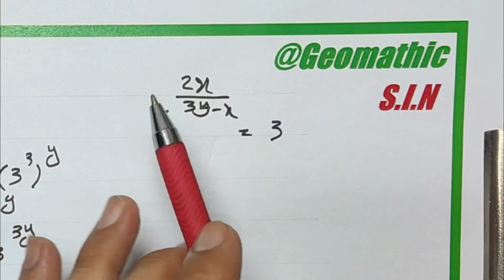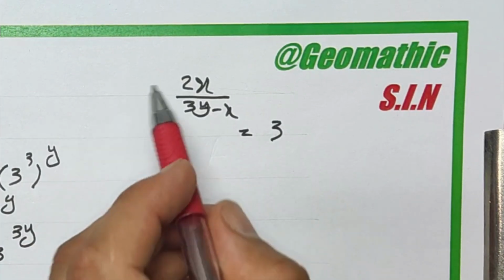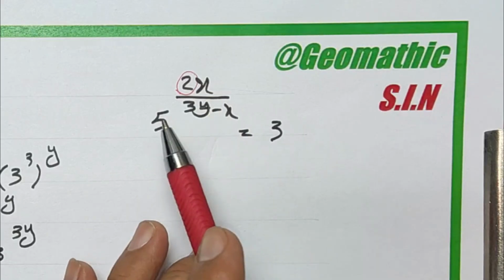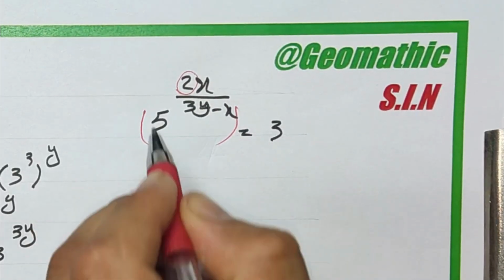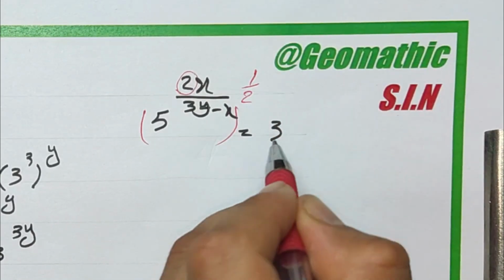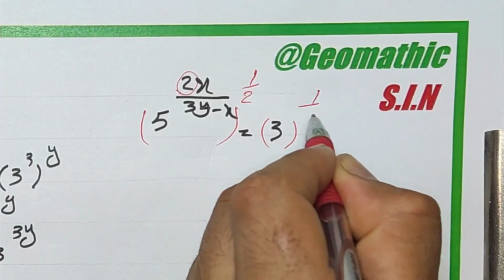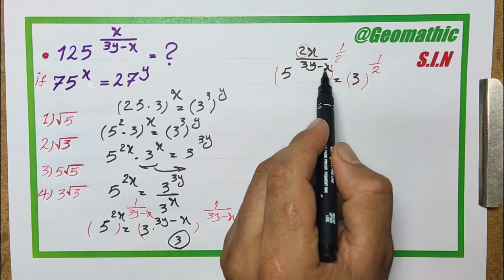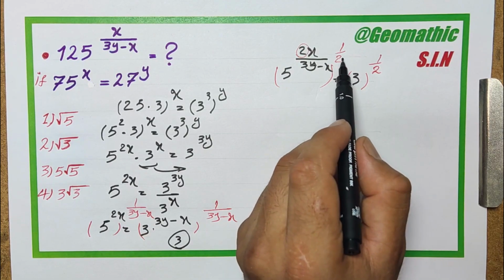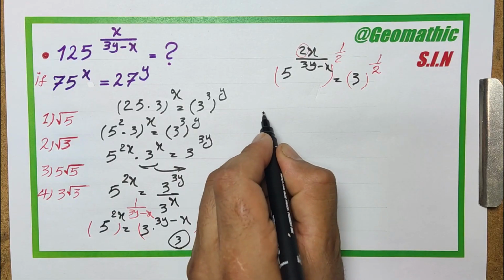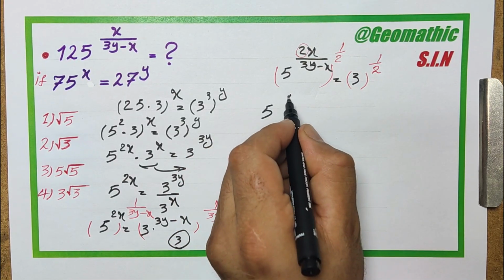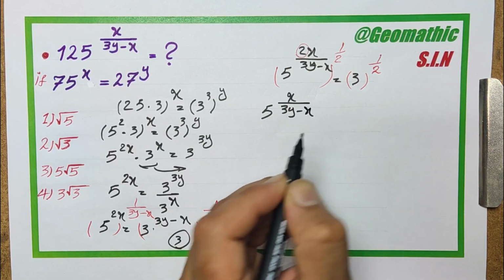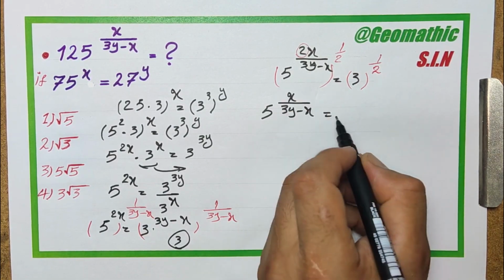To get closer to the question, we need to get rid of this 2 in the exponent. So we raise both sides to the power of 1/2. Then 5 to the power of 2x over 3y minus x, all raised to the power of 1/2, gives us 5 to the power of x over 3y minus x equals 3 to the power of 1/2.